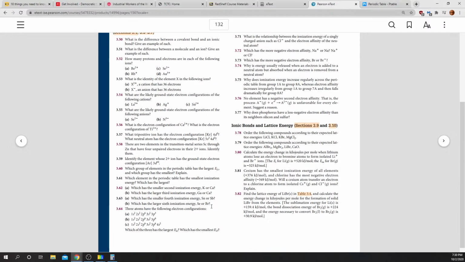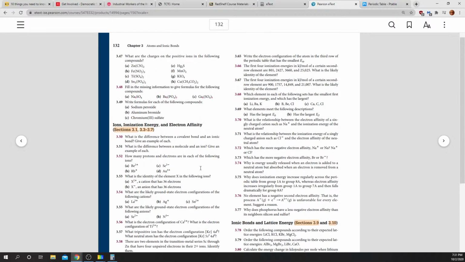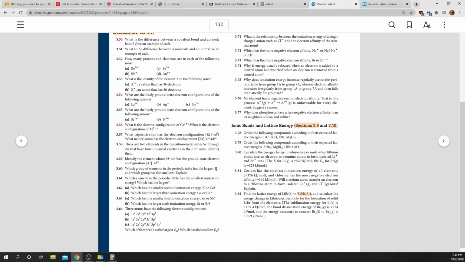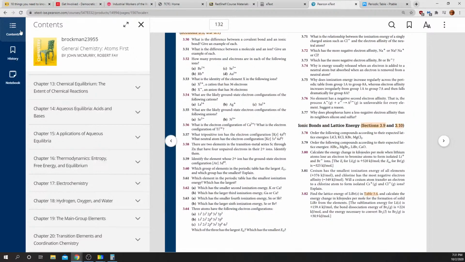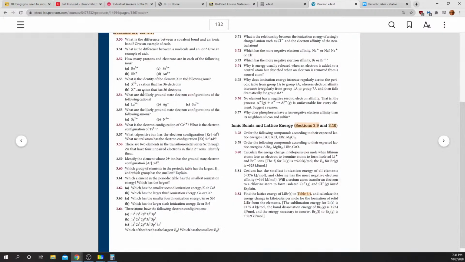60. Which group of elements in the periodic table has the largest EI1? I guess that's the ionization energy. I'm having trouble reading that. And which group has the smallest? Okay. That symbolism is unknown to me, so I'm going to go back. Well, okay. Either it is ionization energy or electron affinity. It says 1, so it's going to be ionization energy.